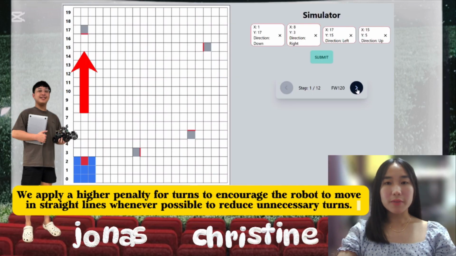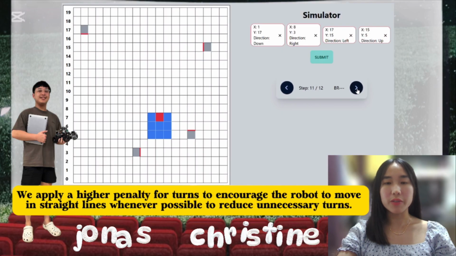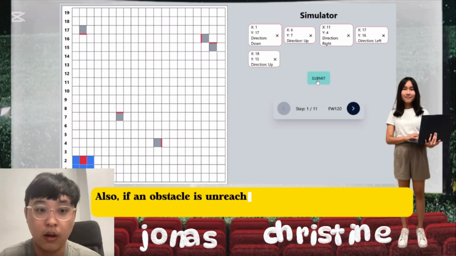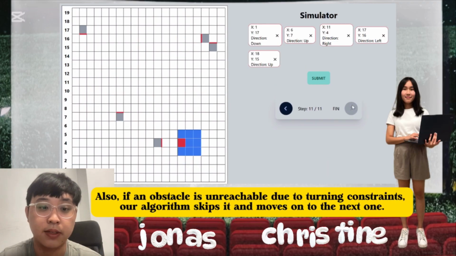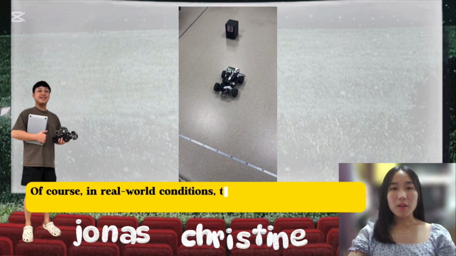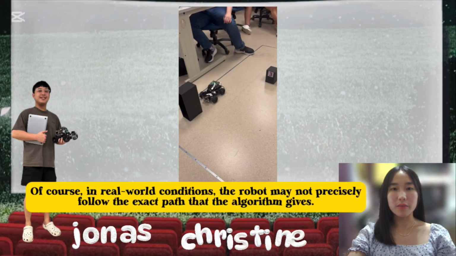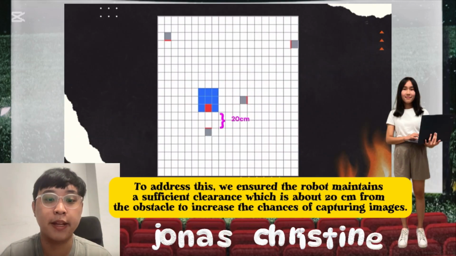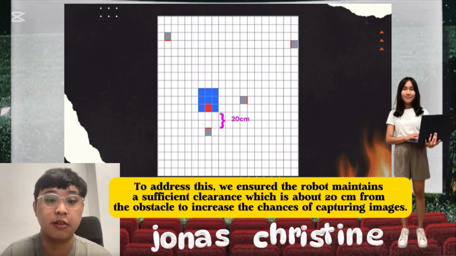We apply a higher penalty for turns to encourage the robot to move in straight lines whenever possible to reduce unnecessary turns. Also, if an obstacle is unreachable due to turning constraints, our algorithm skips it and moves on to the next one. Of course, in real-world conditions, the robot may not precisely follow the exact path that the algorithm gives. To address this, we ensured that the robot maintains a sufficient clearance, which is about 20 cm from the obstacle, to increase the chances of capturing images.